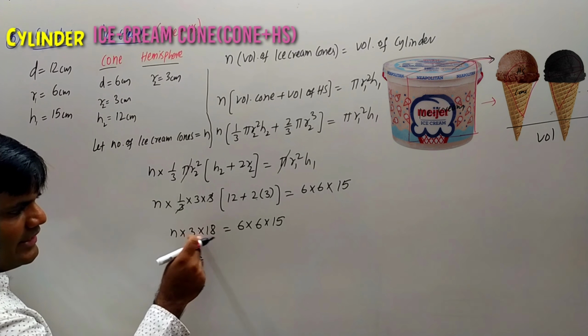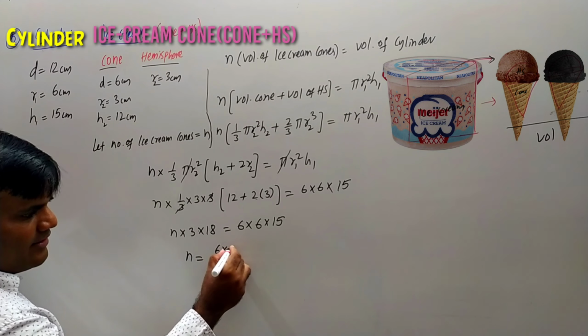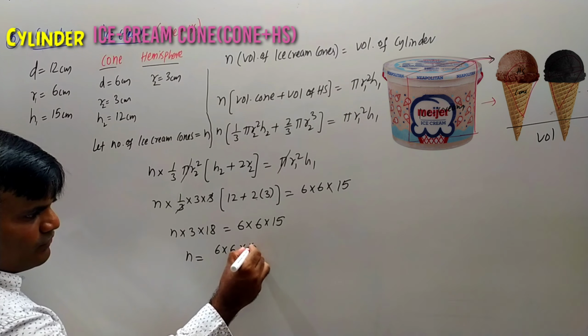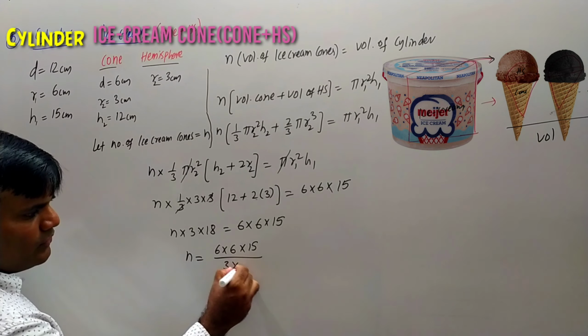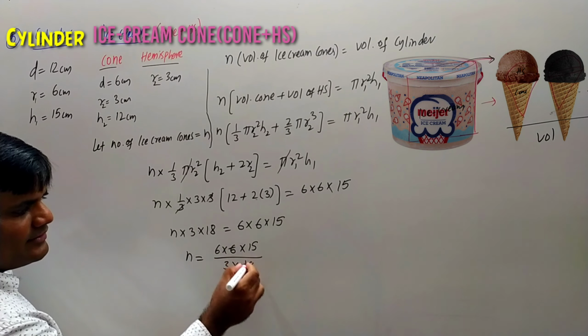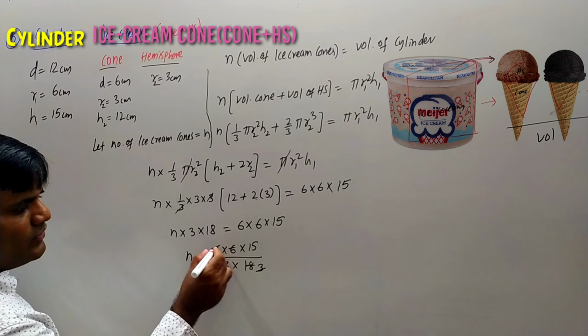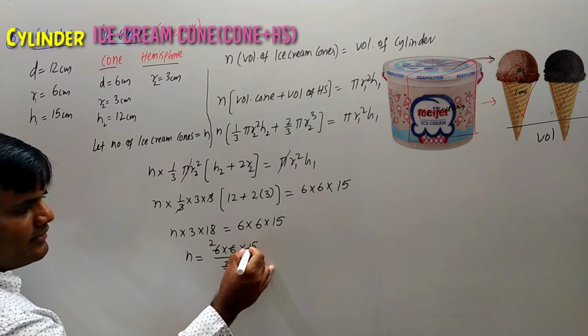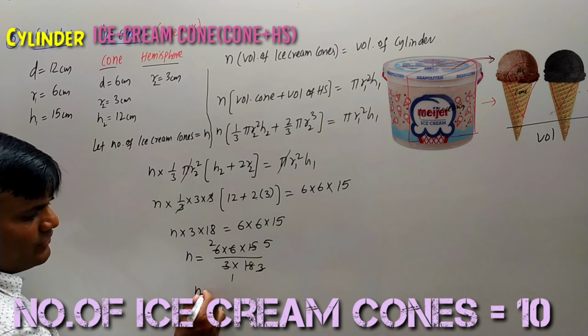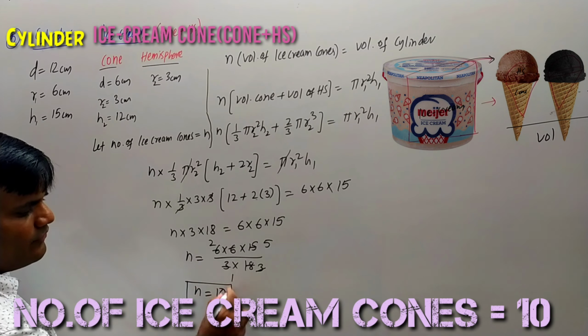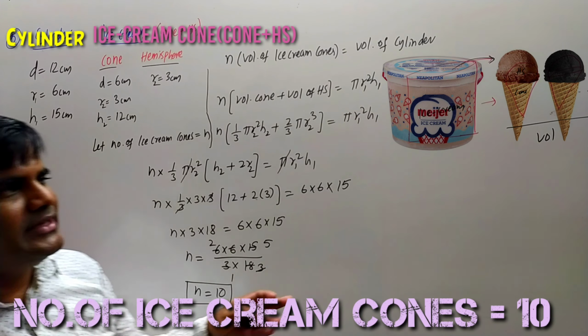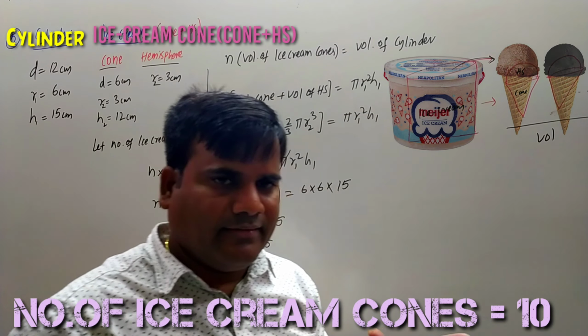n is equal to 6 into 15 by 3 into 18, 18 transposed to right side. 6 ones are 6, 3 threes are. So 3 ones are 3, twos are. 3 ones are 3, fives are. So n is equal to 10. Therefore, the number of ice cream cones is equal to 10.